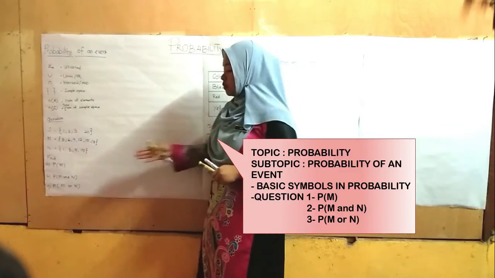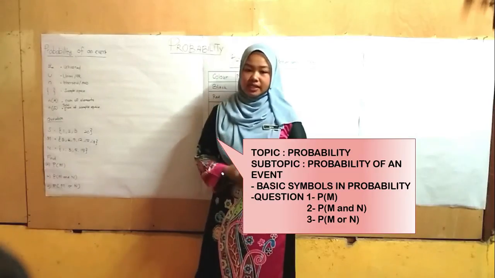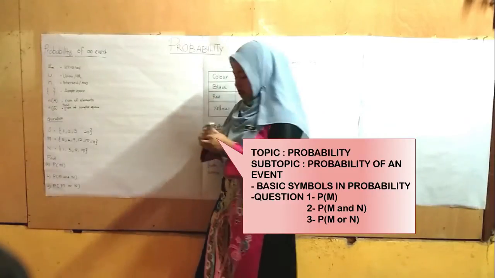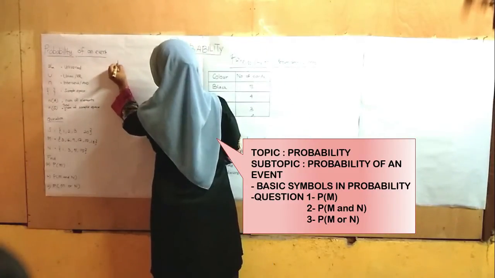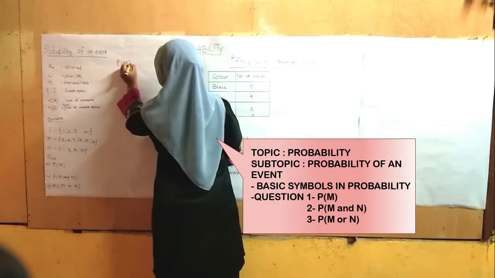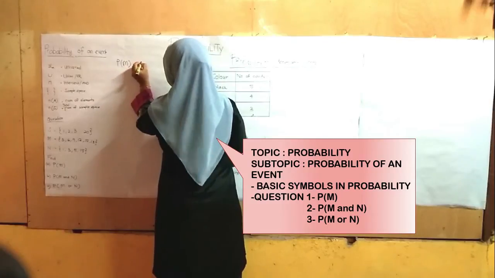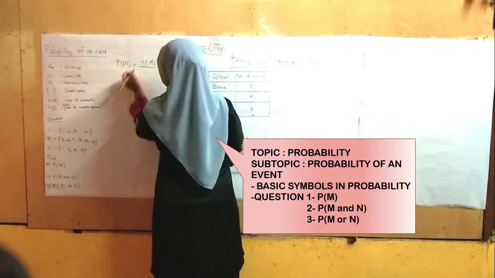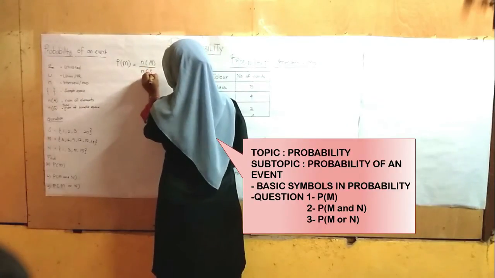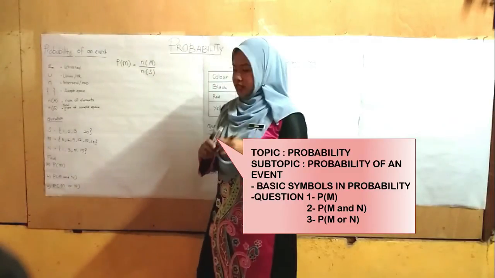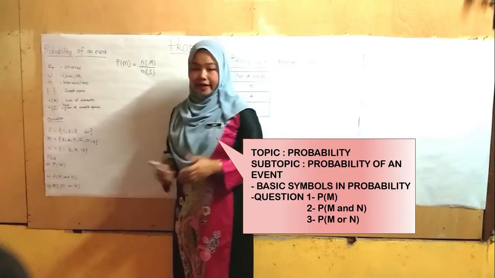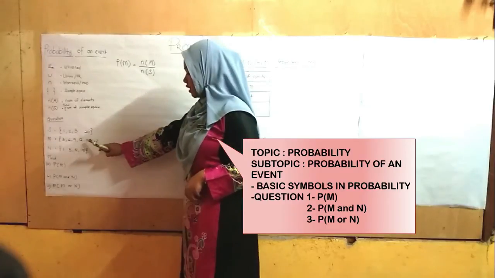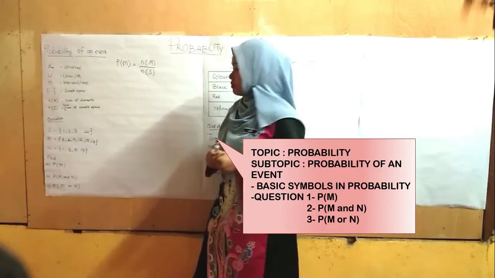So the probability of M, how can we find the probability actually? Who knows? The formula of probability: probability of M equals number of elements in M divided by number of total space. So now we count the number of elements in event M: 1, 2, 3, 4, 5 and 6. So we have 6 elements in event M.